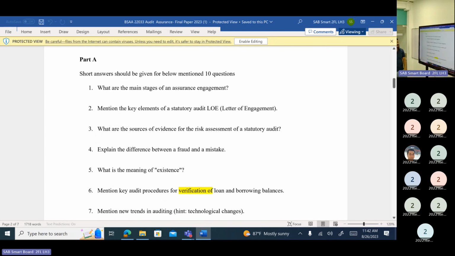What are the main stages of an assurance engagement? That means, come on, you know that. Planning and risk assessment, execution and conclusion. These are the 3 main stages.